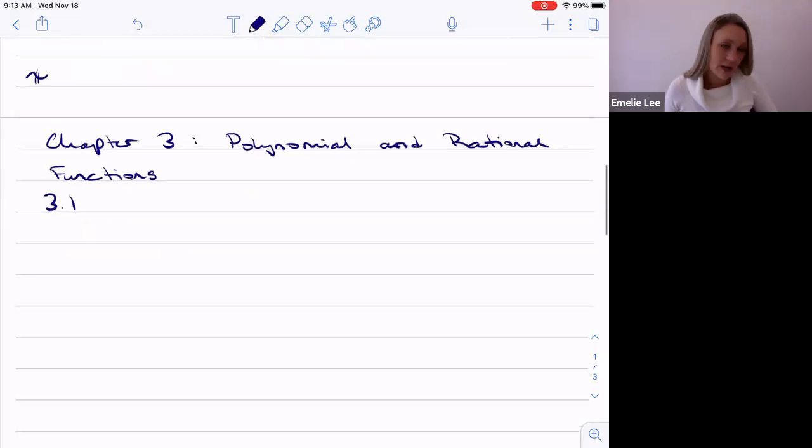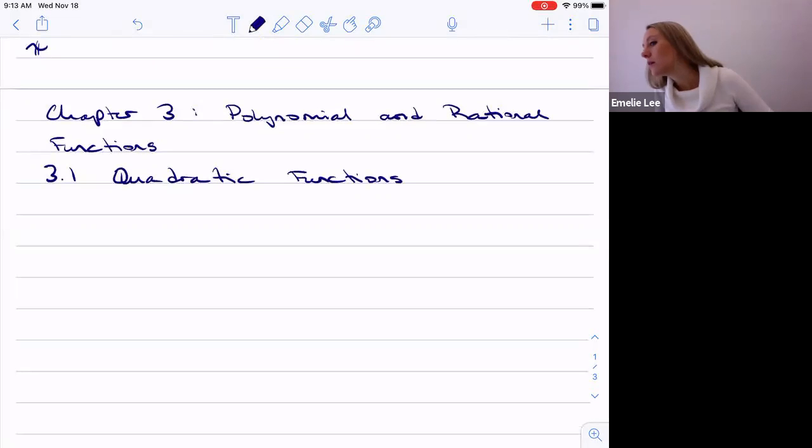So 3.1 is the only section that we're going to do, which is on quadratic functions and models. Quadratic functions and models. Okay.